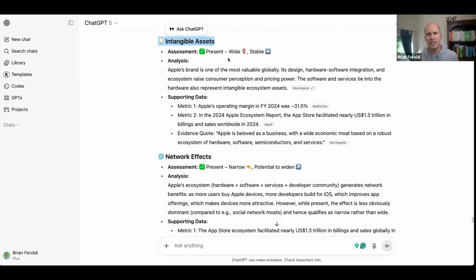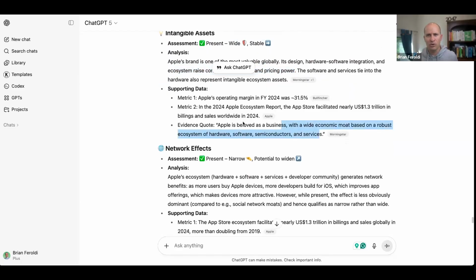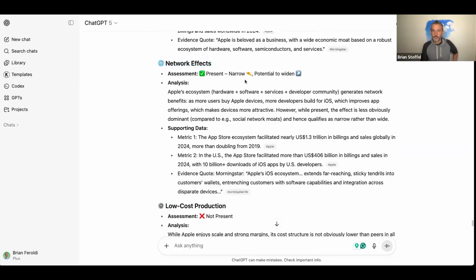Number two, intangibles are present. It's a wide moat and they're stable. Apple's brand is one of the most valuable in the globe. Its software and hardware integration, its ecosystem, raise perception and pricing power. I totally agree with that. And I would also say it's pretty stable.